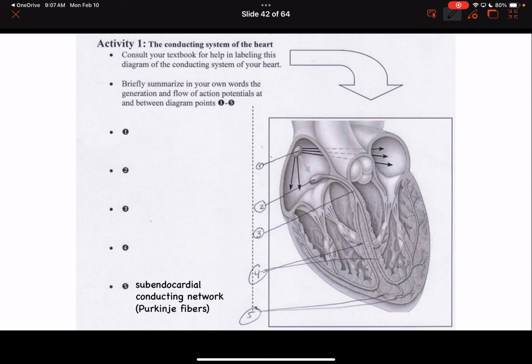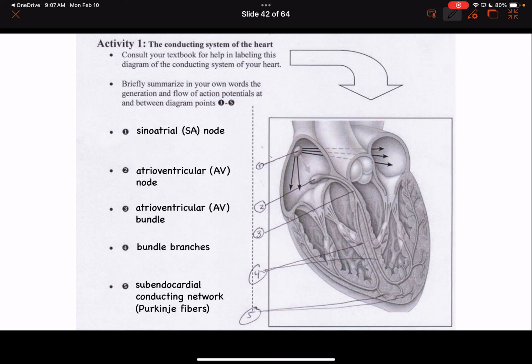Okay. So all this is just a sequence of excitation. So at the first bullet point, it's going to be the SA node. Next bullet point is the AV node. Then the AV bundle. Then the bundle branches. And then the Purkinje fibers. So that's all you're writing, is that sequence of excitation that we just talked about.